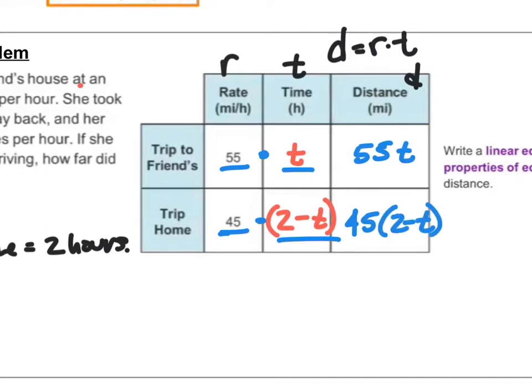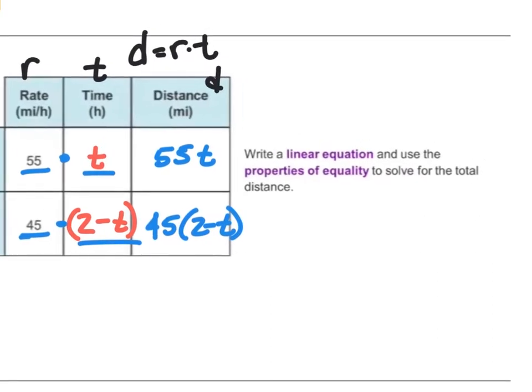Now, here's the thing, okay? What we want to do is write a linear equation and use the properties of equality to solve for the total distance. So how far did we go? So what we want to do is be able to figure out and solve this for t.